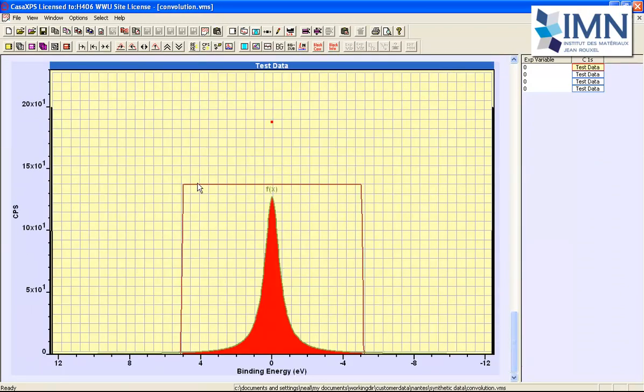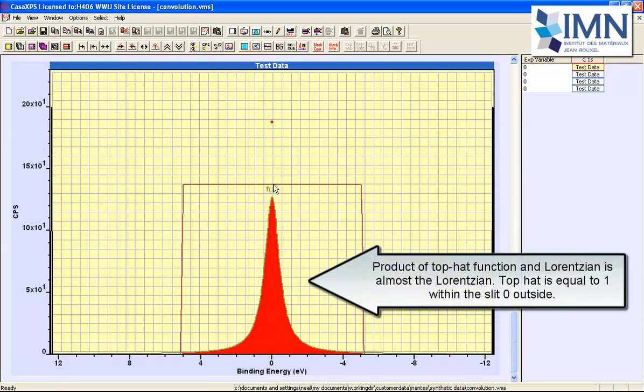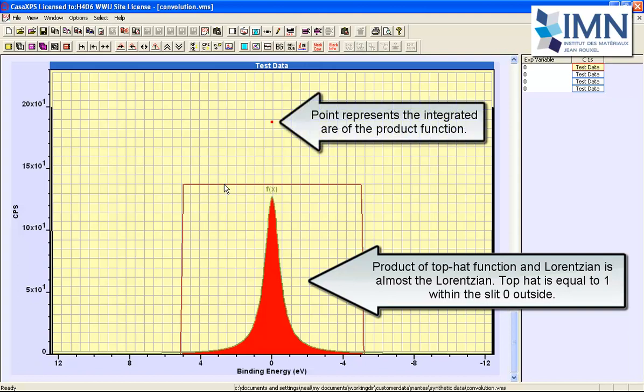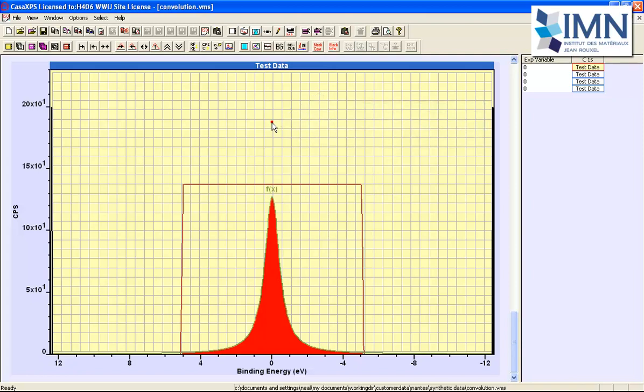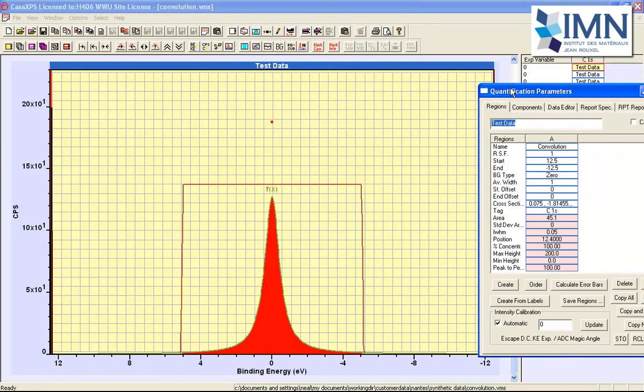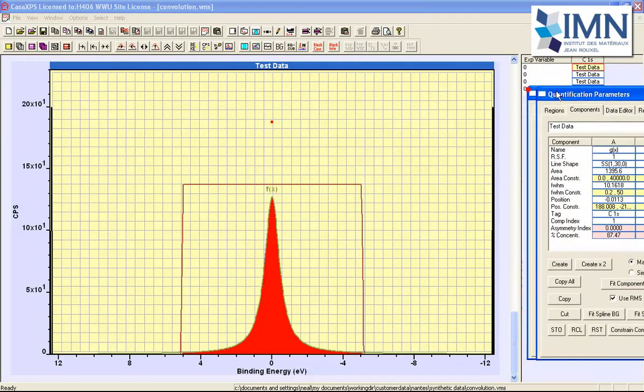So here's the top hat function and here's the Lorentzian. The difference between the position of the top hat function and the Lorentzian is 0, and so the area beneath the Lorentzian is the value that we're calculating for the line shape formed from a convolution, and the value for that area, scaled somewhat, has been depicted as a point. So let's see what happens if we move this top hat function around. Now the value for a convolution depends on the position of the top hat function. This is the g of x minus tau.